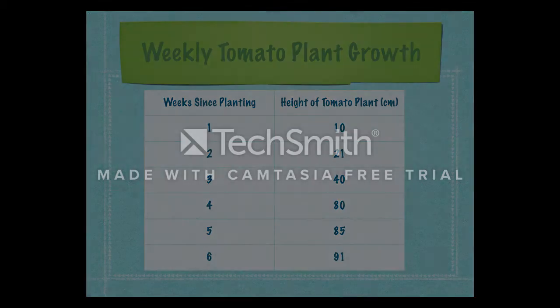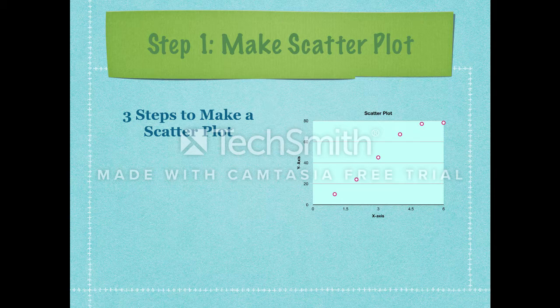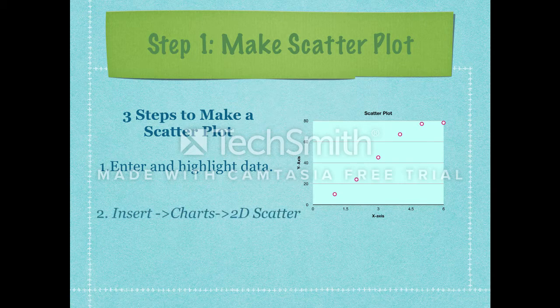Now suppose you want to turn this data into a scatter plot. Step 1 is enter and highlight the data. Step 2, go to Insert, Charts, select 2D Scatter. Finally, format your scatter plot.